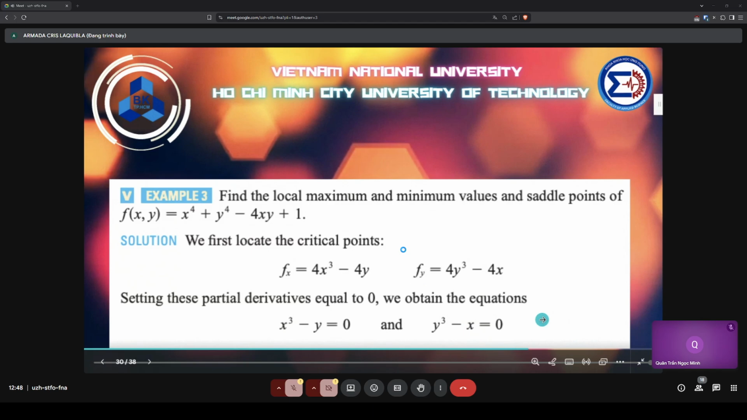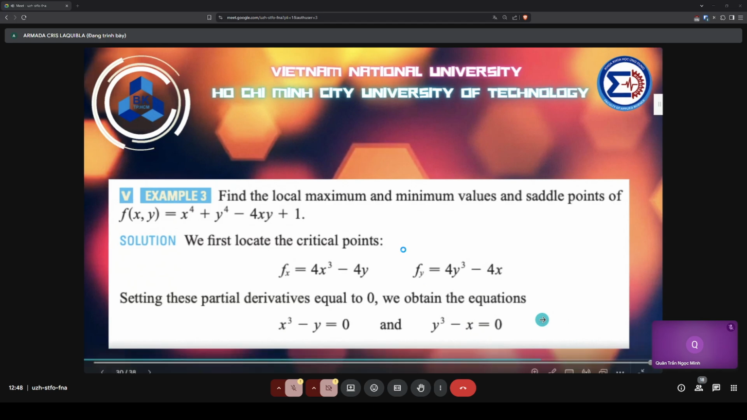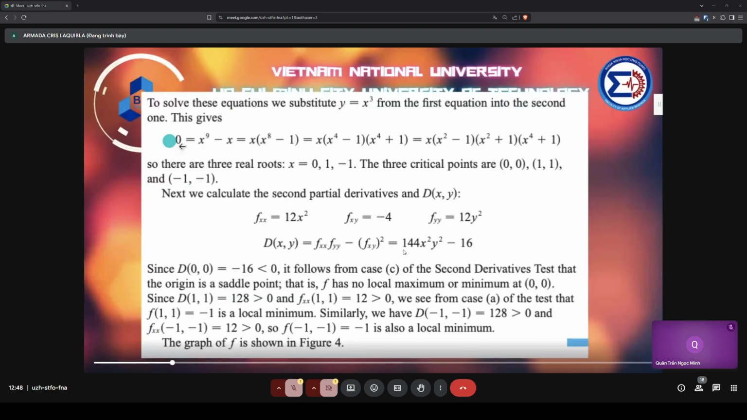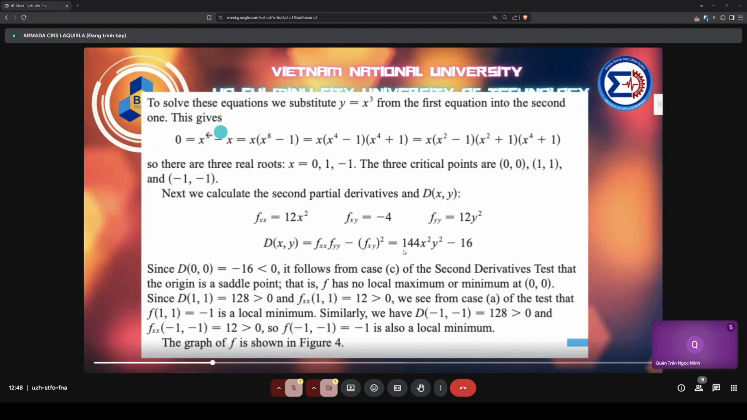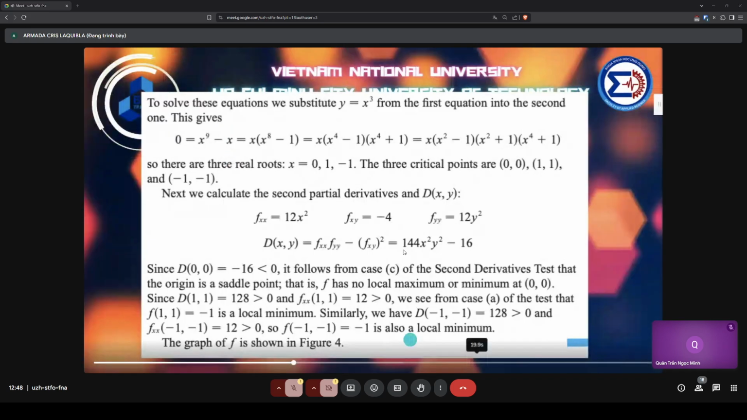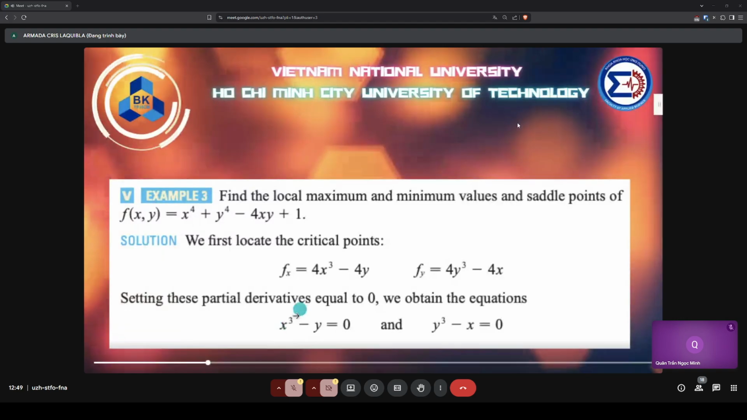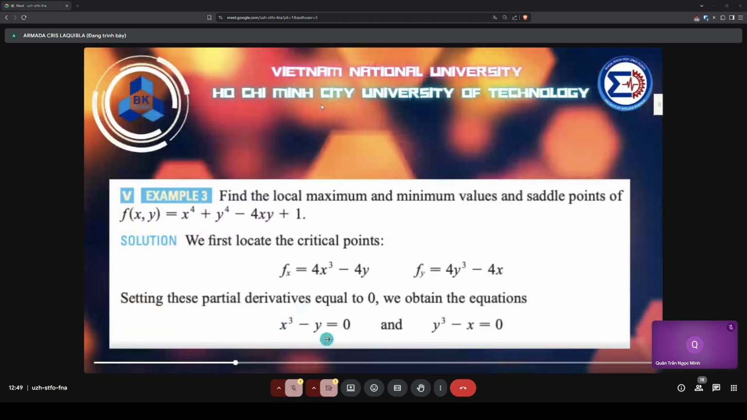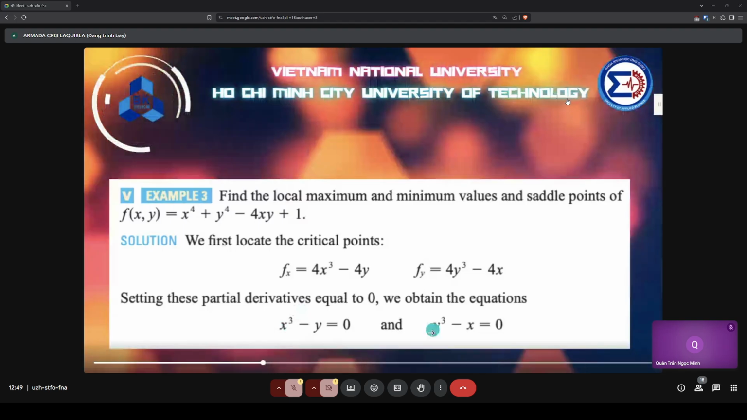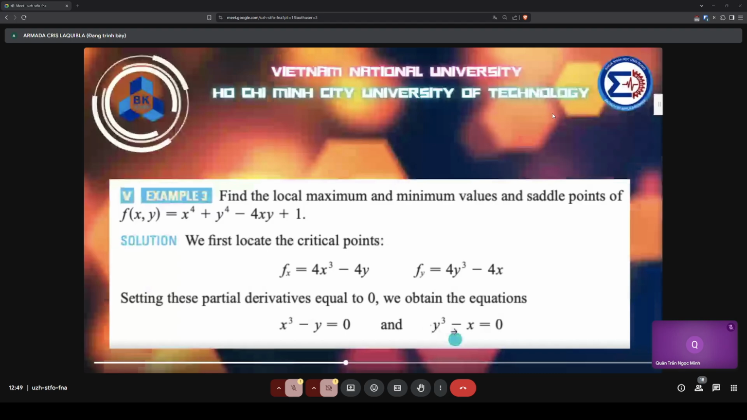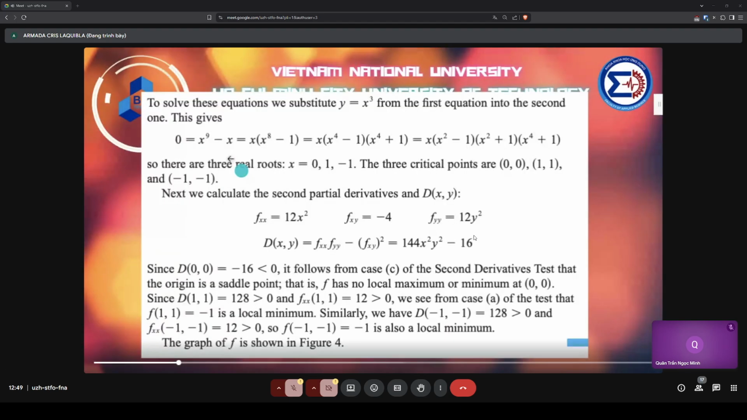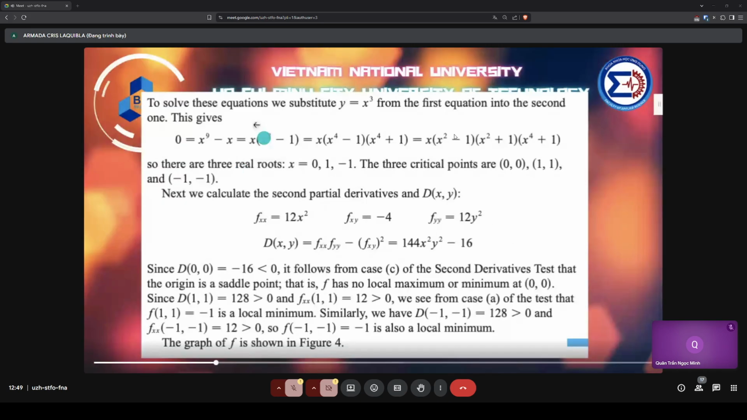So what to do? 0 is equal to x to the power of 9 minus x. Because from this one, class, we have x cubed is equal to y, right? So here, your y, replace that with x cubed. So x cubed minus x is equal to 0. So that would be x to the power of 9 minus x. Now factor out x, we have x times x to the power of 8 minus 1.